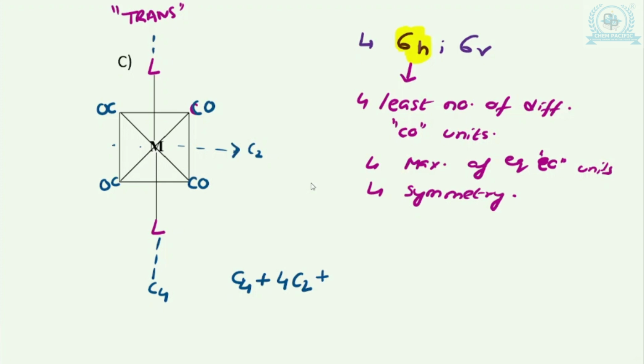Now we can also see one sigma V plane. If you can predict one sigma V, it means there are presence of 4 sigma V plane, and also there is a presence of sigma H plane which is containing this 4 CO groups or CO unit. ये plane को अगर consider करते then you can see this is a sigma H. So therefore this results to the point group of D4h. D4h means it is having higher symmetry which results in less number of CO bands.